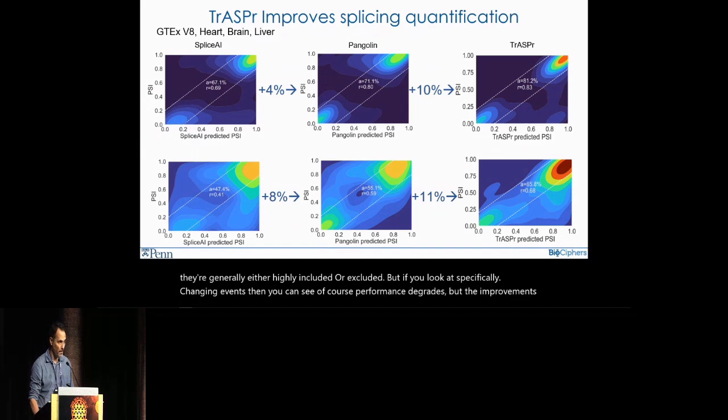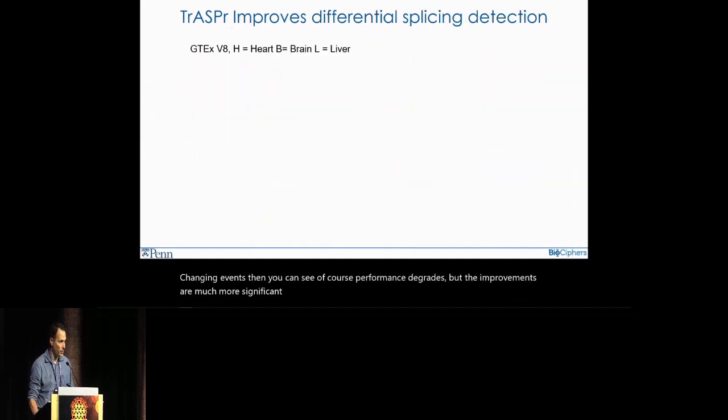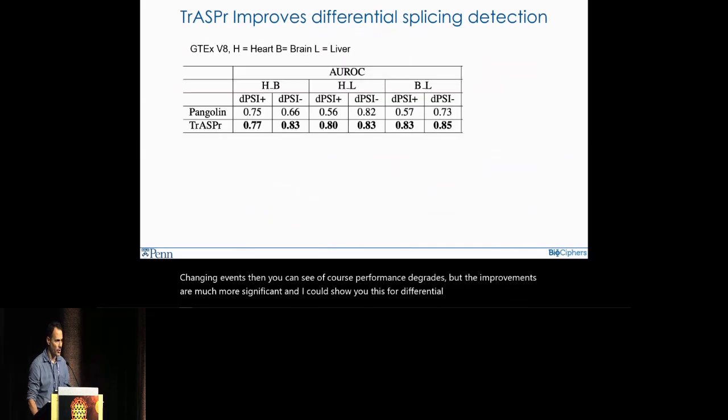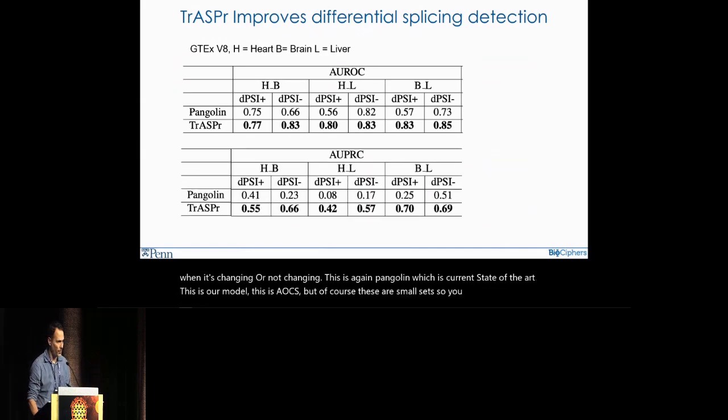And I could show you this for differential splicing calling, so saying when it's changing or not changing. This is, again, Pangolin, which is the current state of the art. This is our model. This is AUCs. But of course, these are small sets, so you should be looking at AUPRCs. Of course, the numbers drop, but you can see a very significant improvement in prediction power.